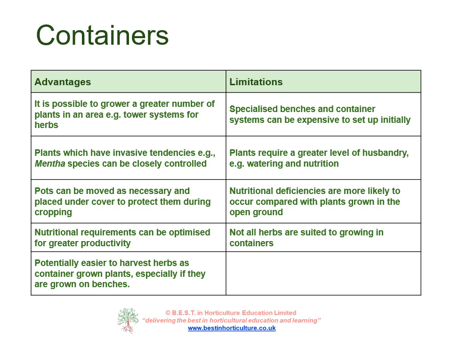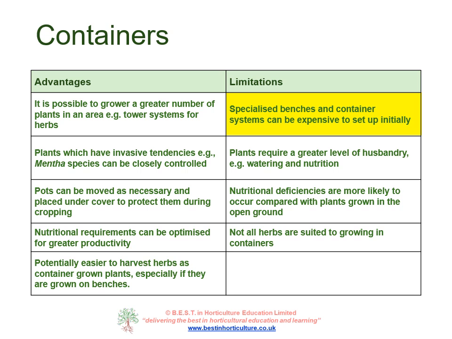So with containers, the advantages include the possibility of growing a greater number of plants in an area, and here we could cite the example of using tower systems for growing herbs. Plants which have invasive tendencies, for example Mentha species, can be closely controlled. Pots can be moved as necessary and placed under cover to protect them during cropping. Nutritional requirements can be optimised for greater productivity, and it's potentially easier to harvest herbs as container-grown plants, especially if they're grown on benches.